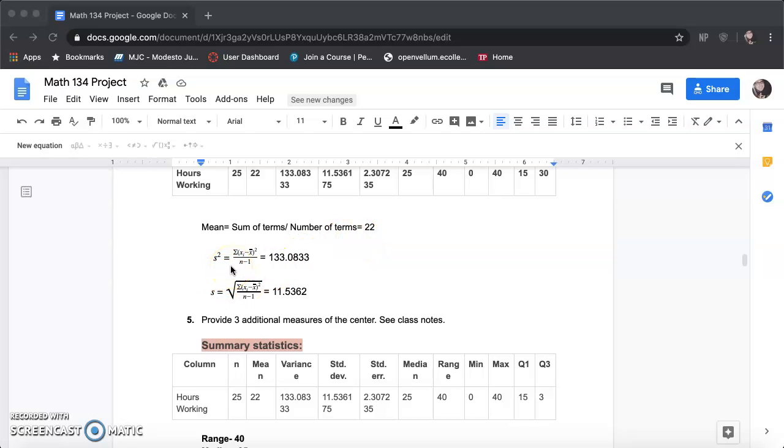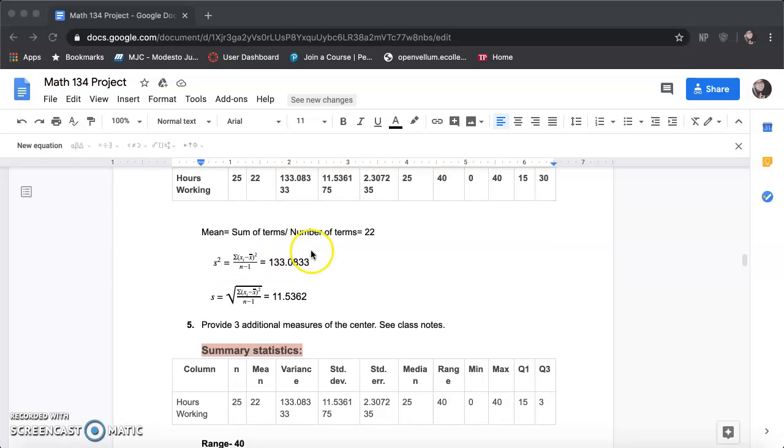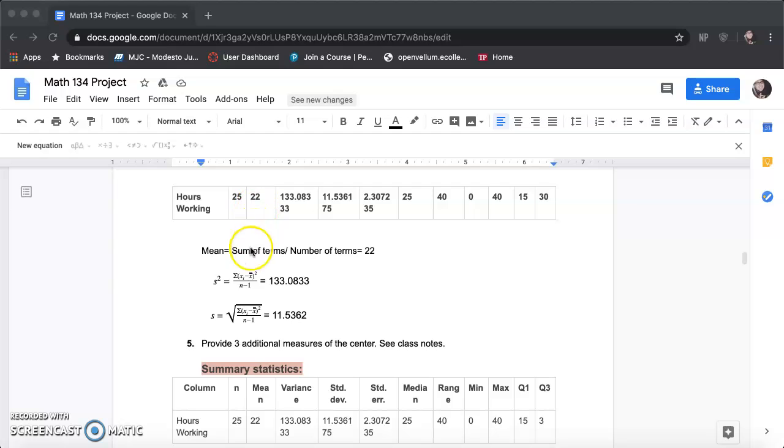For our variance, we got the square difference of all the numbers and divided it by n minus 1, where n is 22, which is the number of terms, and we ended up getting 133.0833. And to get the standard deviation, you square root that, and we got 11.5362.